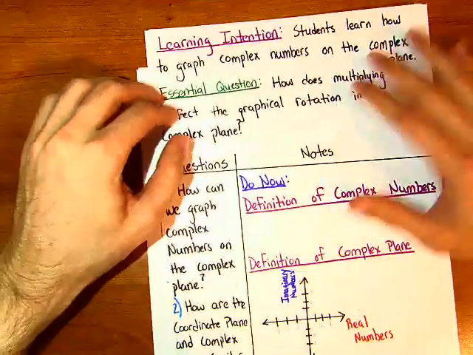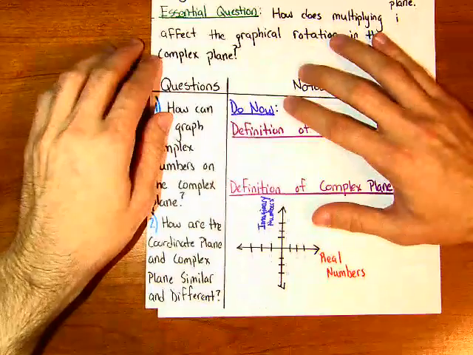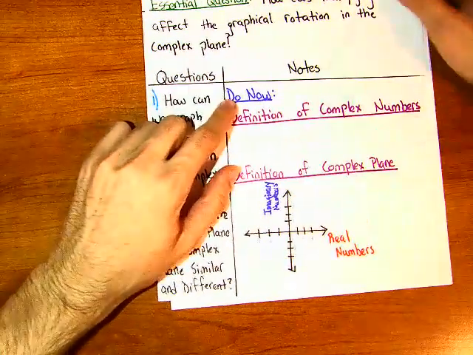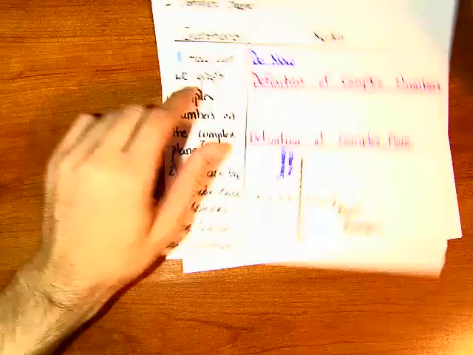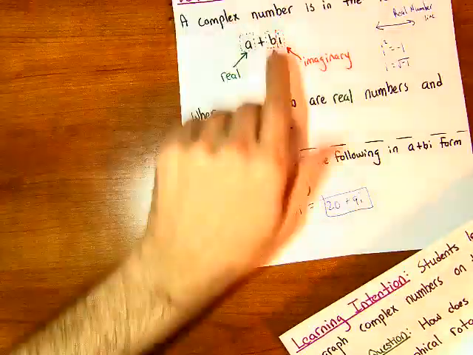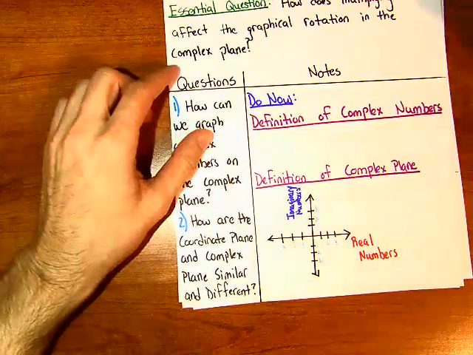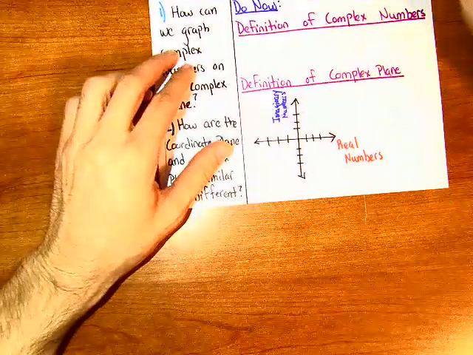All right, so what I'd like you to do is have the nice Cornell notes set up. Your do now for today will just be to write the definition of complex numbers from over here if you don't have it, and also the definition of complex plane.